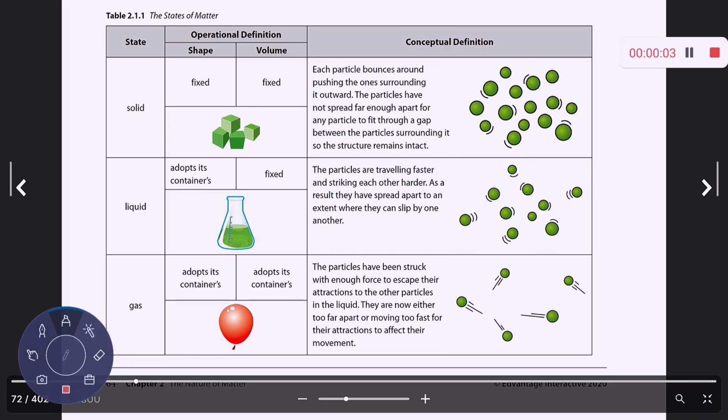Okay, let's talk about the three states of matter. I'm not going to focus so much on the operational and conceptual definitions. I'm just going to give you an overview. There are three different states of matter: solid, liquid, and gas.